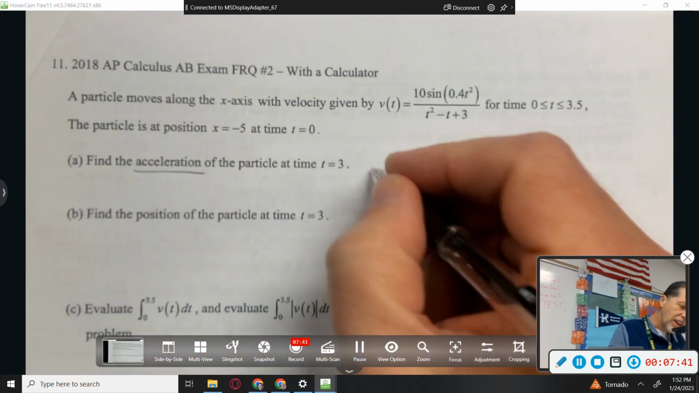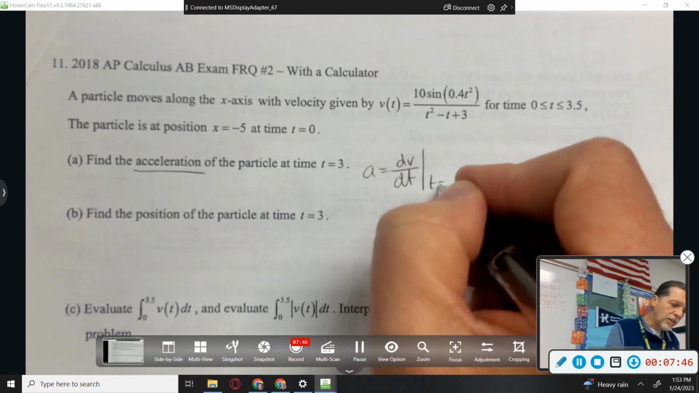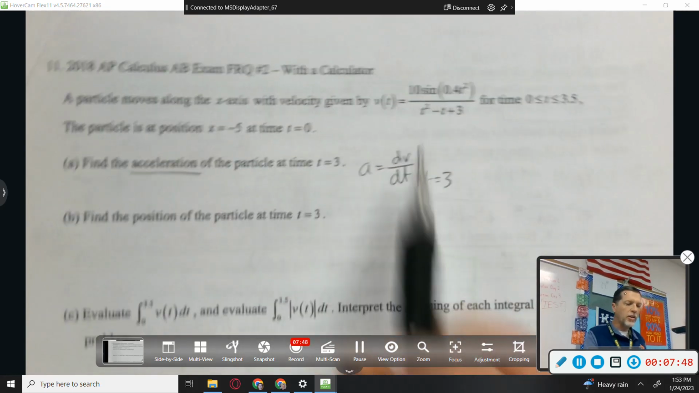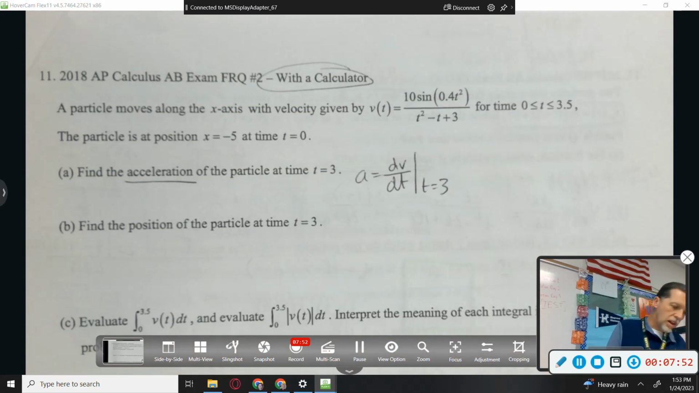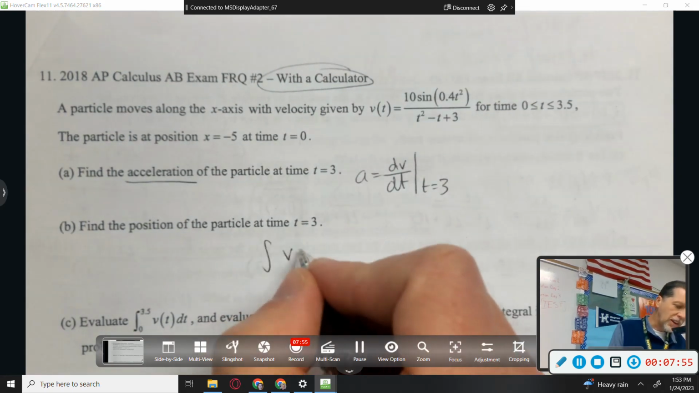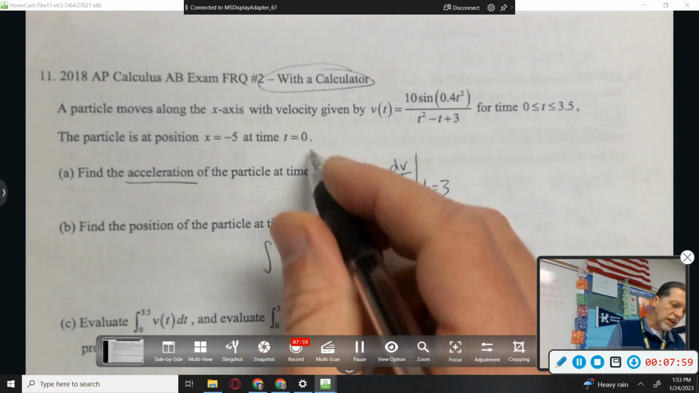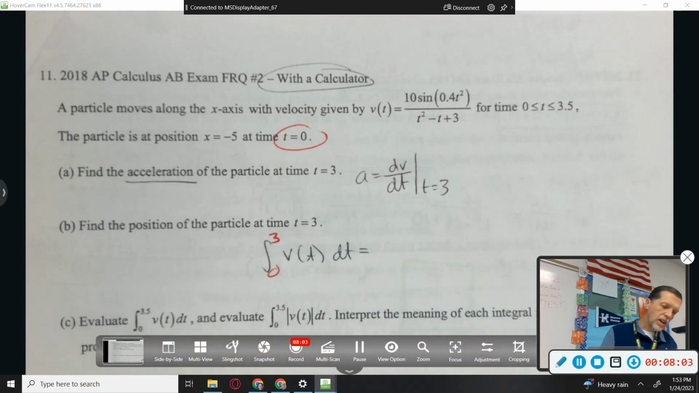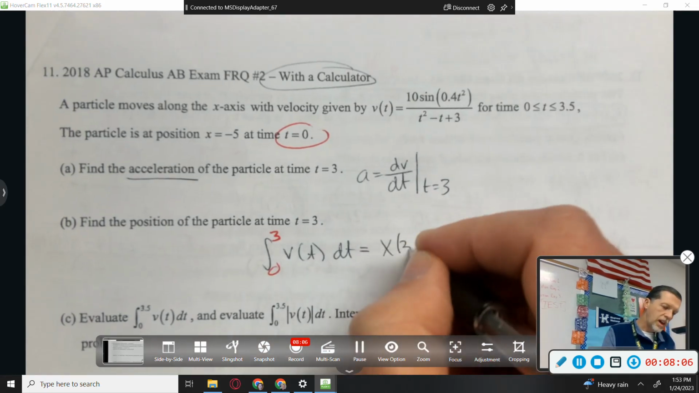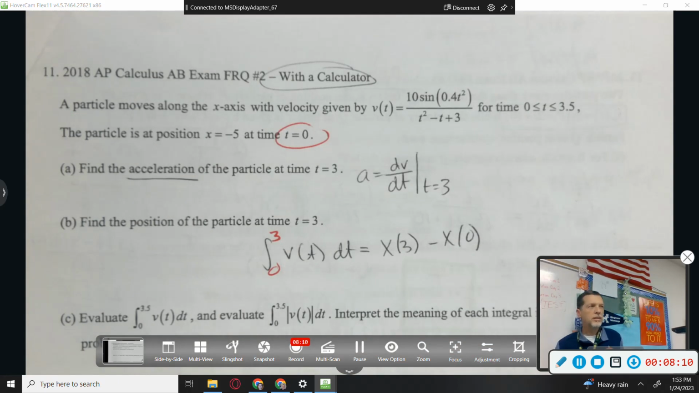Acceleration, that's just dv/dt at t equals 3. It's an ugly equation, but it's with a calculator, so let the calculator deal with that. Find the position. Well, I'm going to have to integrate velocity to get position, and it gives me time 0 to time 3. Again, I'll let the calculator do this. So there's 11A and 11B, roughly speaking.